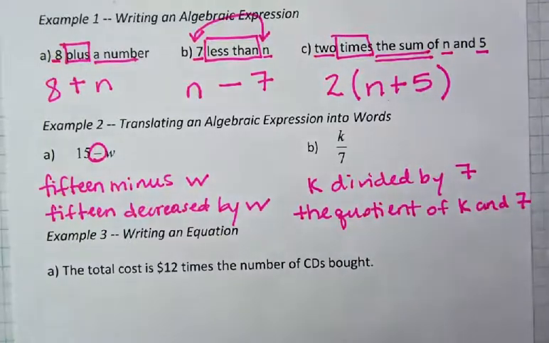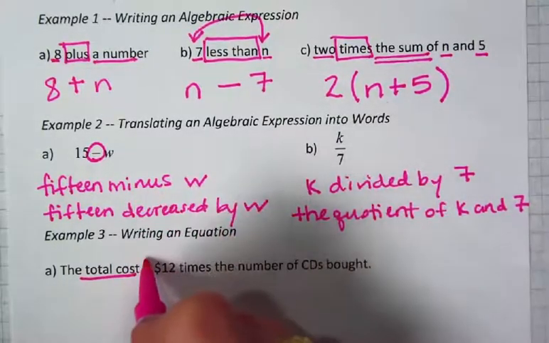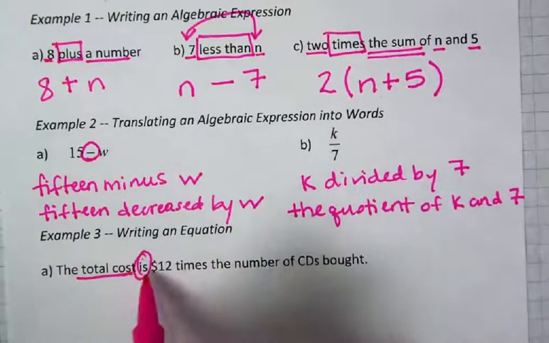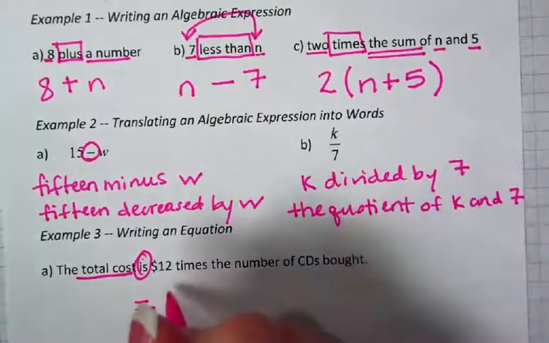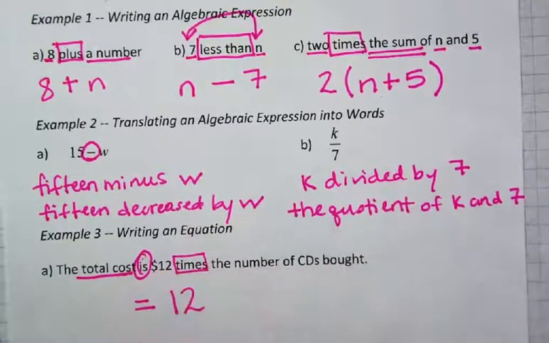Now example 3 is very similar, but it says that we're going to write an equation. Letter A says the total cost is $12 times the number of CDs bought. So we've got the total cost, and then I see this word "is." If you look back on your Words Into Math, the word "is" is on there really, really big, and it's under equals. So I know that where that is, there's going to be an equal sign. And then we've got 12 times the number of CDs bought.